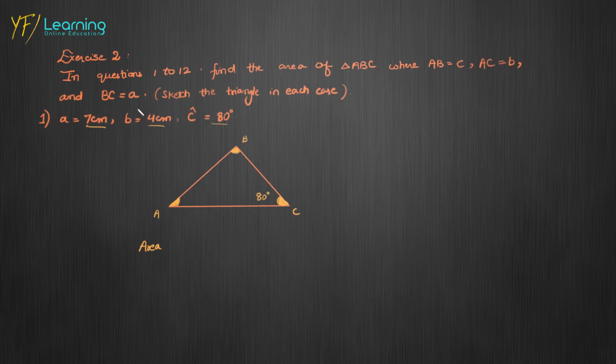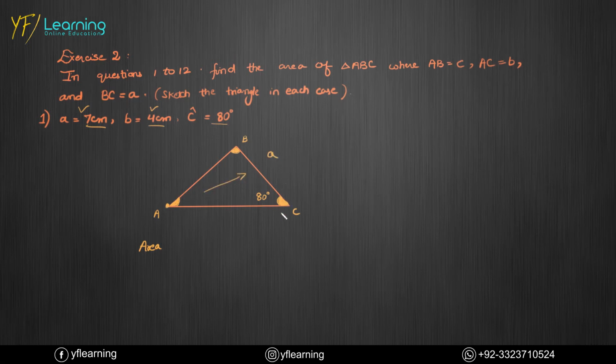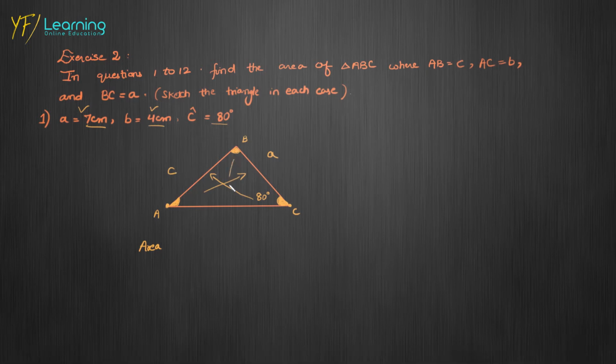a is equal to 7 cm, b is equal to 4 cm, meaning they are the sides of this triangle. Opposite to vertex A, opposite to angle A, there is a side named a, and opposite to vertex C, side c is there, and opposite to corner B, side b is here. So a is equal to 7 cm, b is equal to 4 cm, and angle C is given and it is 80 degrees.